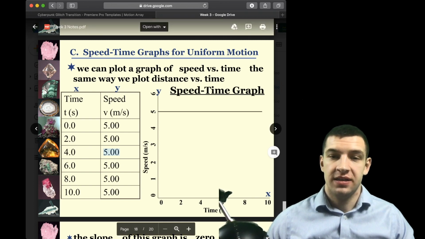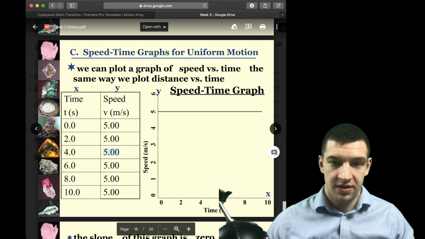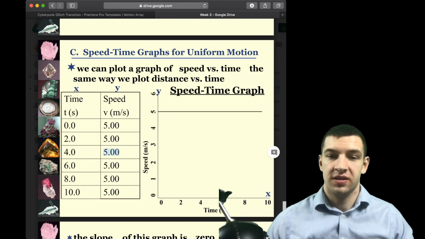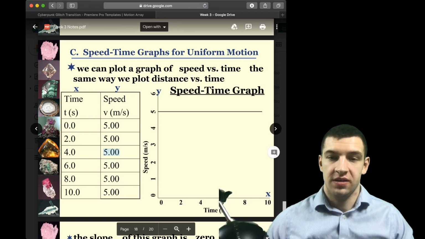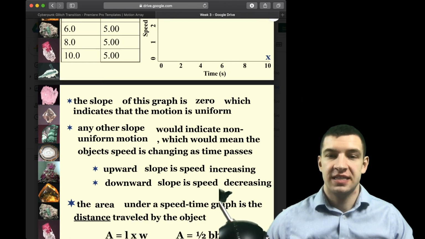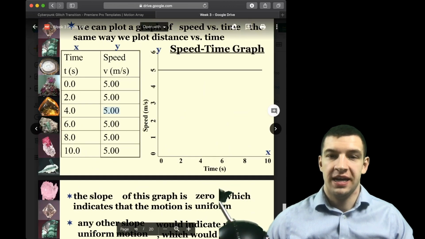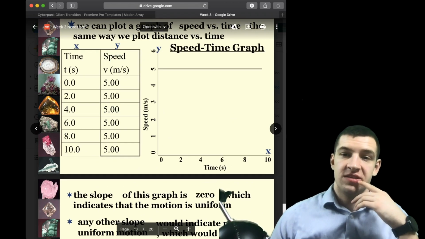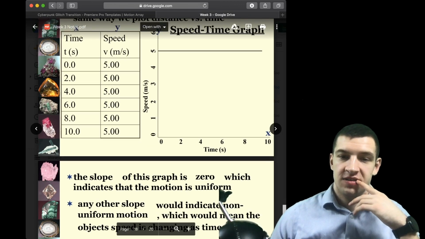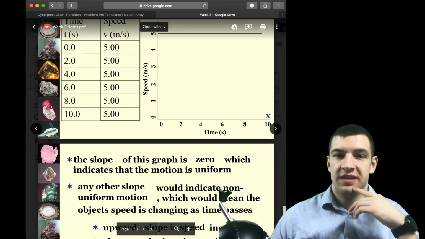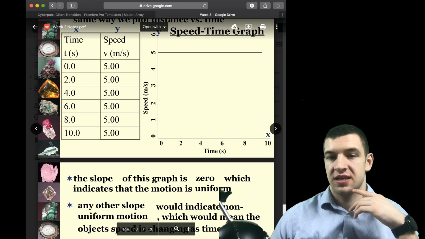So again, we're not looking at distance here. We're just calculating the change in speed, the speed going lower or higher. So the slope of the graph is 0, which indicates that the motion is uniform. Again, this is a straight line here. If you look at it, it's just a straight line. That means there's no changes. It's flatlined. So the slope of the graph is 0. So it doesn't go up or down or anything like that. So this tells you that the speed is constant.